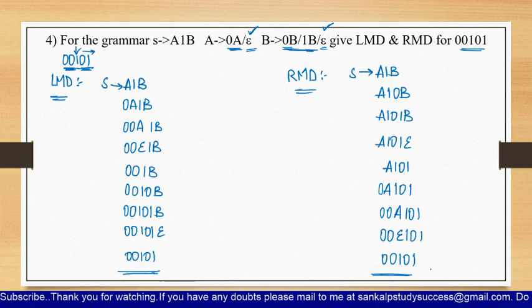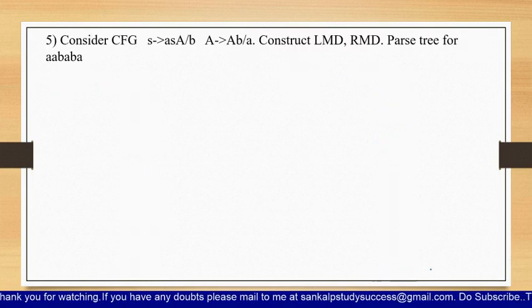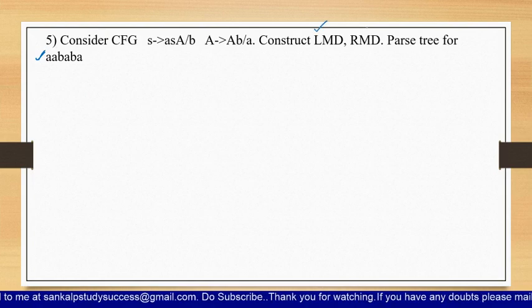In this way, we are going to take the leftmost and the rightmost derivations. Now, let us see one more question, which is: consider the context-free grammar S tends to ASA or b, A tends to AB or a. Now, you need to construct the leftmost derivation and rightmost derivation, and also the parse tree for aabbab. If you see, there is an input string given here and also the context-free grammar, and here you need to derive the leftmost and the rightmost derivation, and also we are going to draw the parse tree. So first let us derive the leftmost and the rightmost derivation for the given input string.